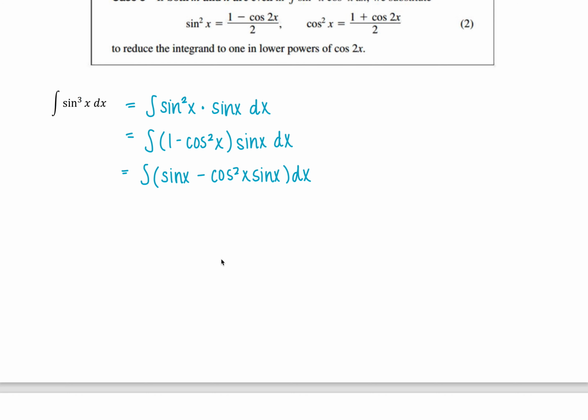We're now ready to integrate. If it's helpful to you, you can write these as two separate integrals. So you can do this. You can integrate sine x dx. And there's a reason I'm going to write the second one the way I'm writing it. Plus here we've got cosine squared x times negative sine x dx. So I'm just moving that negative sign with the sine function. So the first one is very straightforward. When you integrate sine x, you just get negative cosine x.